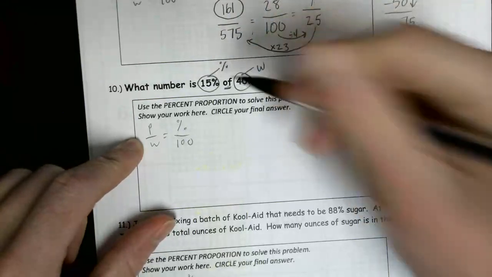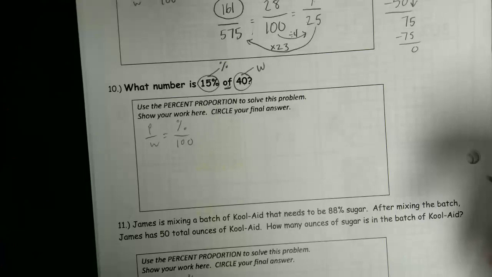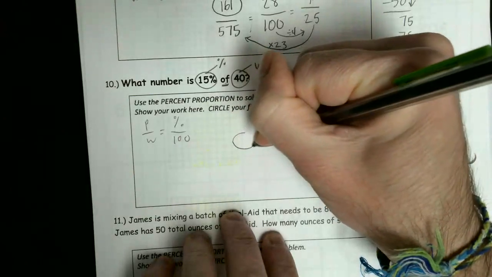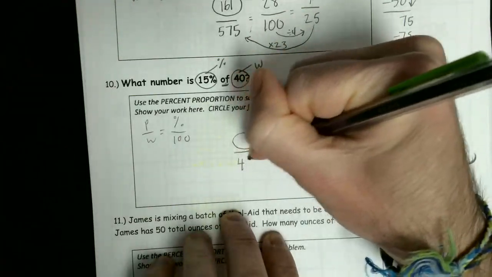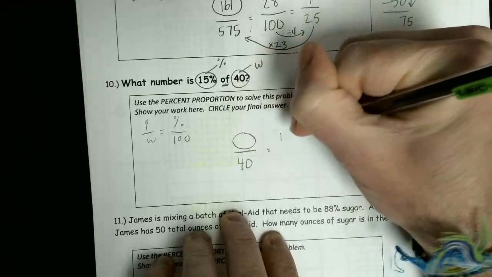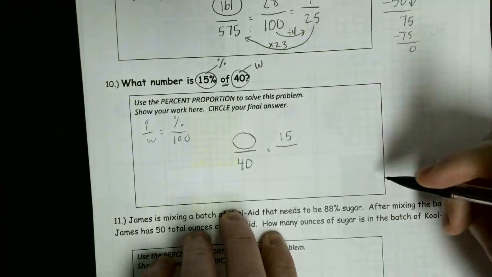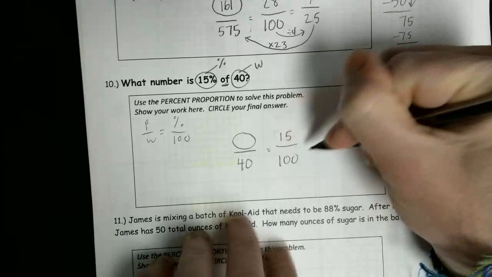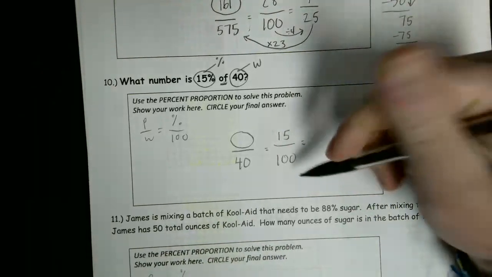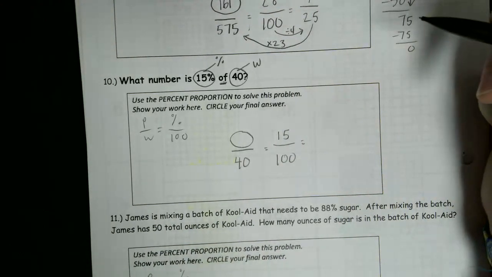So 40 is the whole. We're trying to find the part. So I do not know the part. I do know the whole is 40. The 15 is the percent, out of 100. Now again, oh boy, we cannot get from 100 to 40.